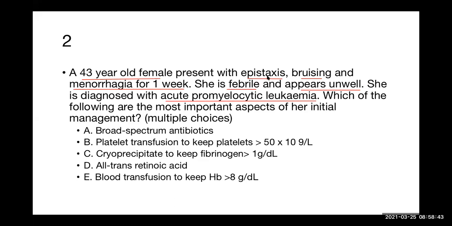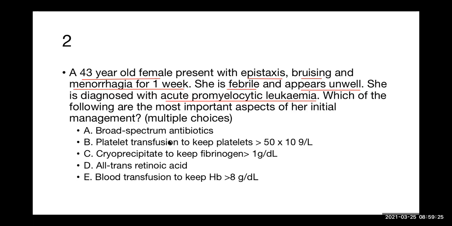Look here, there is epistaxis and bruising. As a result of DIC also, there is decreased platelet. And as a result of malignancy itself also, there is decreased platelet. So I can explain this epistaxis, bruising, and menorrhagia because of DIC or because of thrombocytopenia. Another clue: she is febrile and appears unwell. Means there is a part of infection also there. So WBC count may also be low. That's why infection is common there. So I need to give broad spectrum antibiotic to cover this infection.